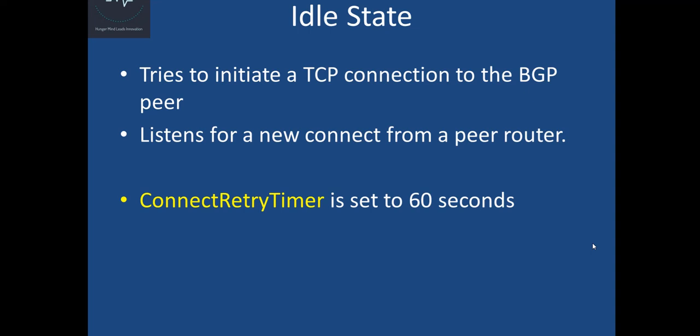So let's start with the idle state. Idle is the first state that BGP starts with. It tries to initiate a TCP connection to the peer. What does it mean?